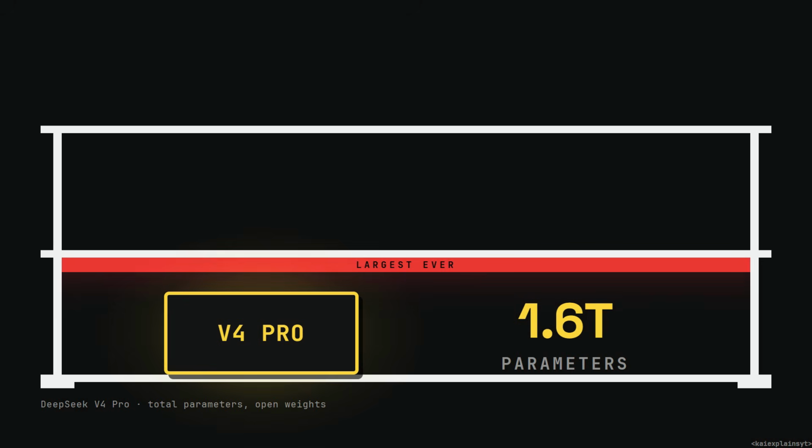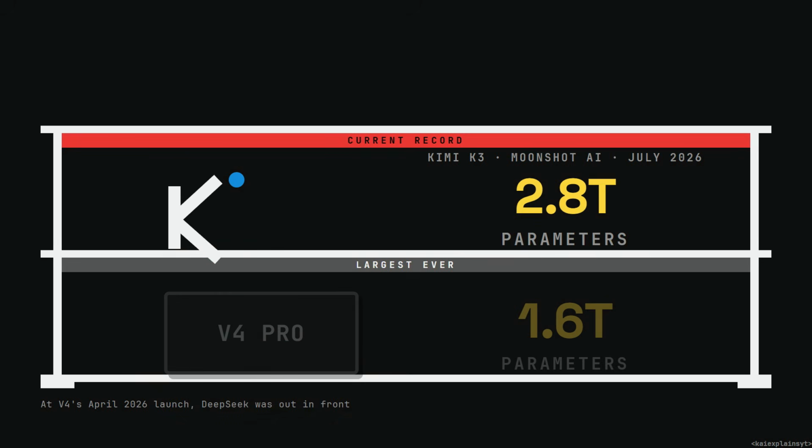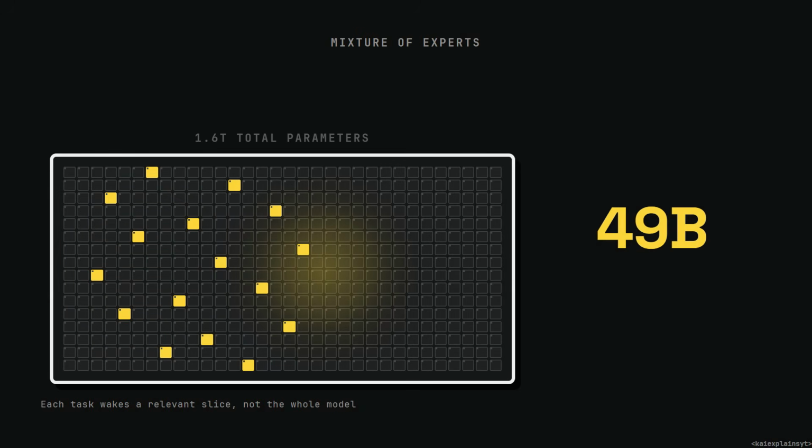Since then, Moonshot AI released Kimi K3 in July 2026 at 2.8 trillion parameters, which now holds that record. But at V4's April launch, DeepSeek was out in front. Only 49 billion of those parameters are active at any moment during inference. That's the mixture of experts architecture at work. The model is huge, but each task only wakes up a relevant slice of it.